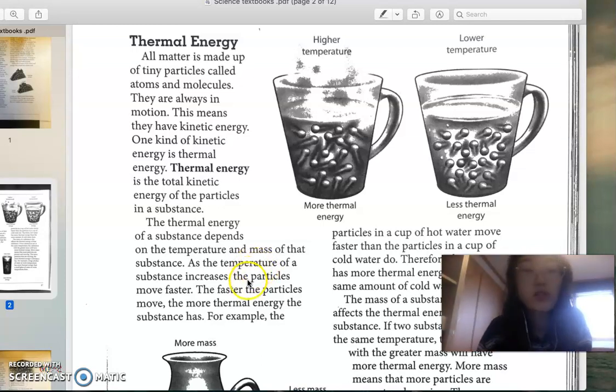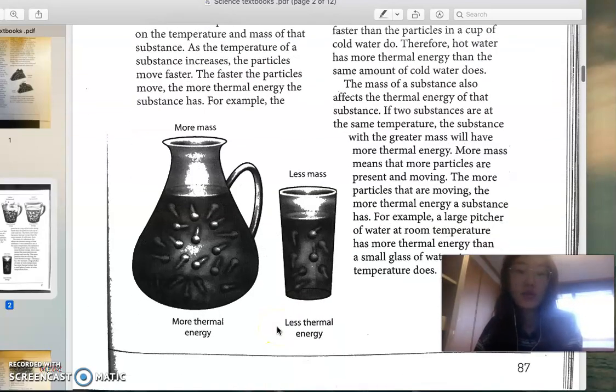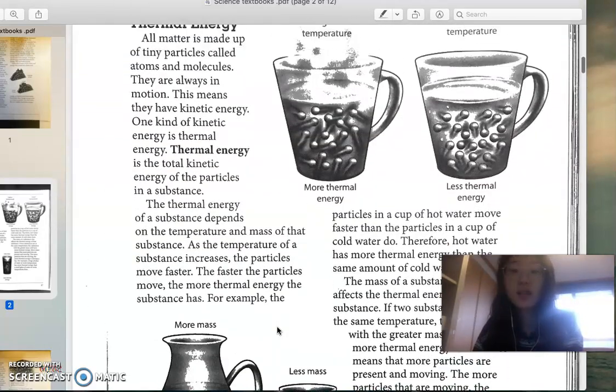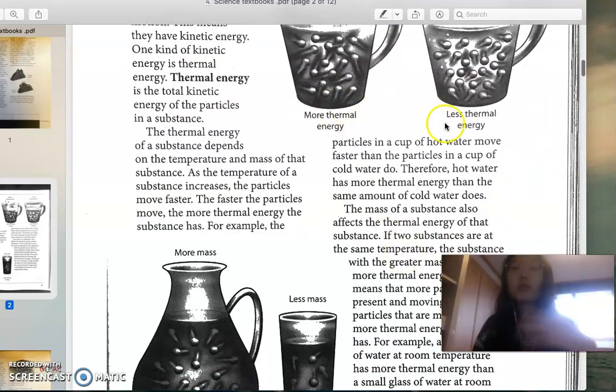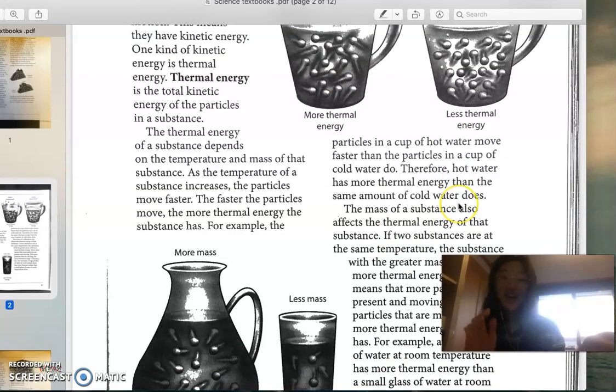As the temperature of a substance increases, the particles move faster, and the faster the particles move, the more thermal energy it has. For example, the particles in a cup of hot water move faster than the particles in a cup of cold water do. Therefore, hot water has more thermal energy than the same amount of cold water does.